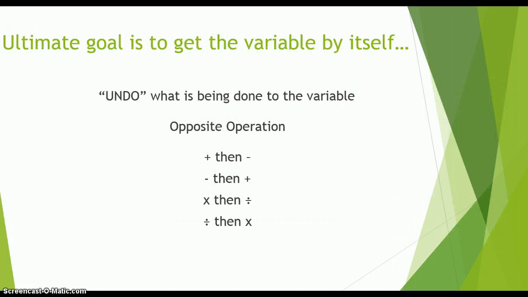If you remember from last class, our ultimate goal when solving an equation is to get the variable by itself. And in order to do that, we have to undo what's being done to the variable. In order to undo something, we have to do the opposite operation. If we're adding something to our variable, then we want to subtract that something from our variable. If we are subtracting something from our variable, then we want to add something to our variable. If we are multiplying our variable by something, then we want to divide by that something. And same thing, if we are dividing our variable by something, then we want to multiply by that something.